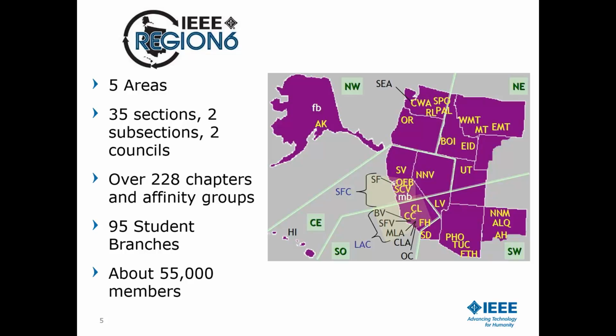Okay, so we have 5 areas, and I have this very bad chart, and I'm even willing to pay my own money, give somebody $100, and get a decent figure that I can use. That would be pretty cool. I know graphic artists if you want to do that. We have 35 sections in our region, including 2 subsections. 7 of these sections are in your own northeast area, and over 228 chapters, 95 student branches, and I'll get to that number later. I think it's 96.